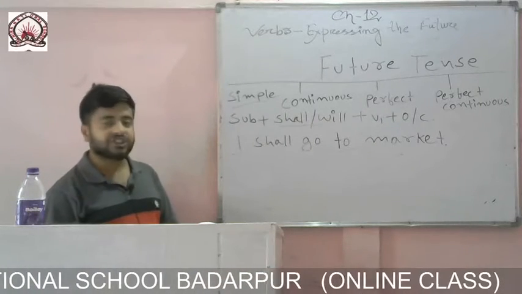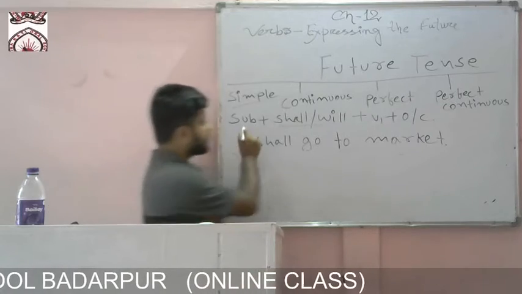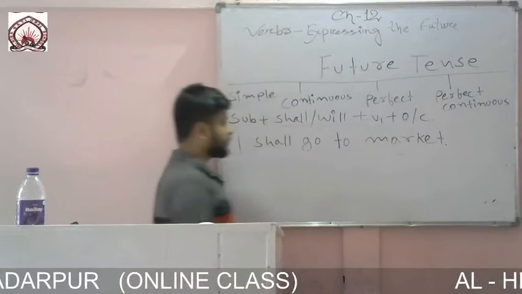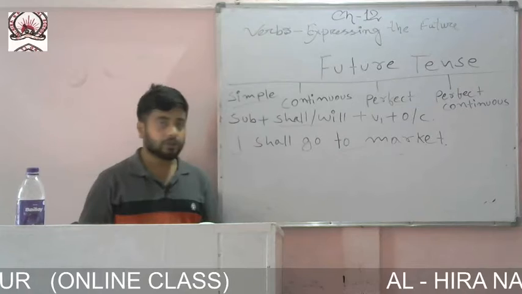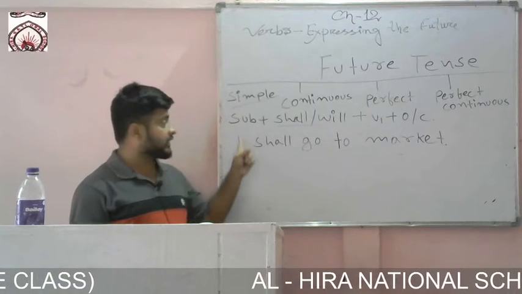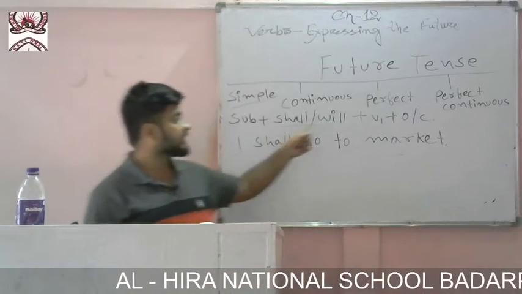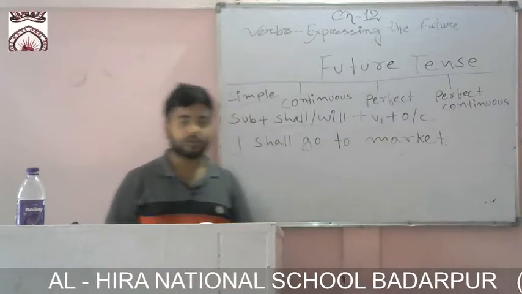If I say I shall go, it will also be correct. I shall go. This is the main one. Understood or not? So, I shall go to market. Subject, then shall or will according to the subject, then verb 1 plus object or complement.